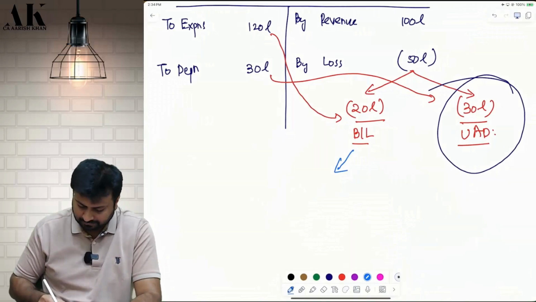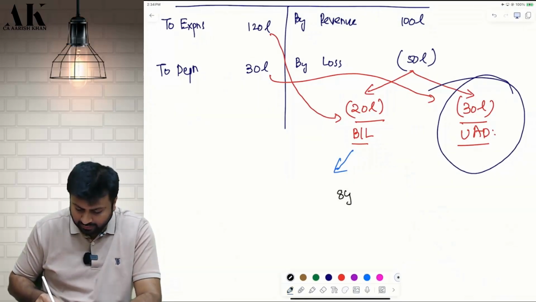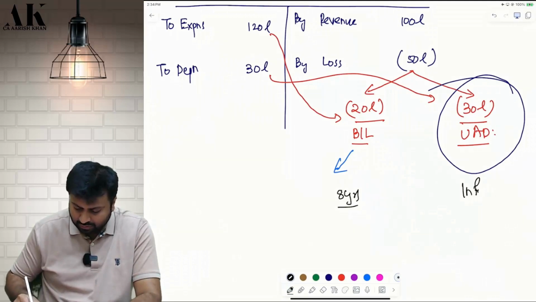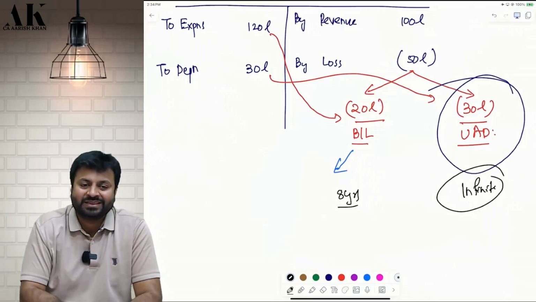Second, business losses are allowed to be carried forward for 8 years. Unabsorbed depreciation is allowed to be carried forward for an infinite number of years. There is no time limit. That is one of the biggest advantages of what? Unabsorbed depreciation. Are you clear?